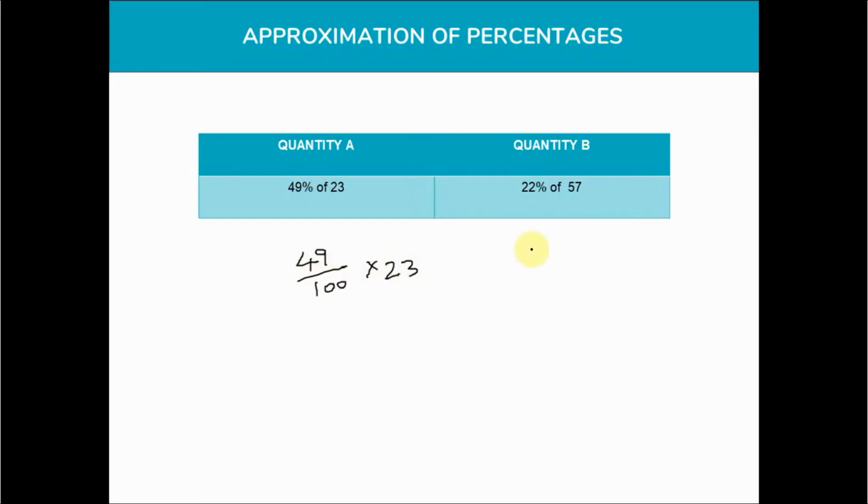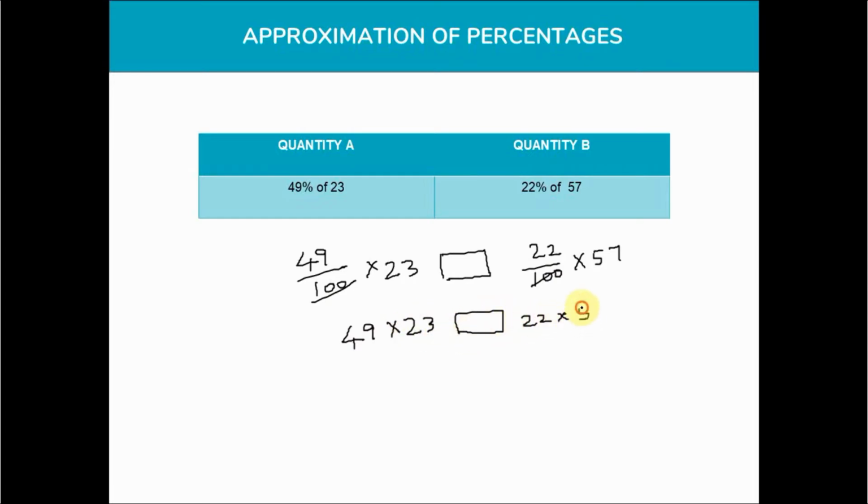You are trying to compare it with 22 by 100 times 57, right? Ideally, when you're going to compare these two fractional quantities, I can always cancel off this one, this is not required. The equal terms you can ignore when you are comparing. You're just going to compare the unequal terms, 22 times 57. Now, if you look at this, the number closer to 23 is 22.